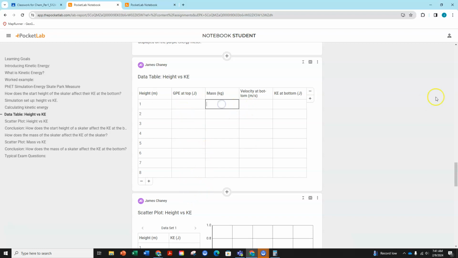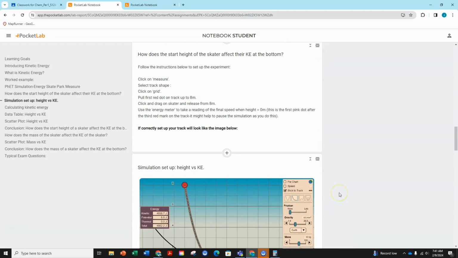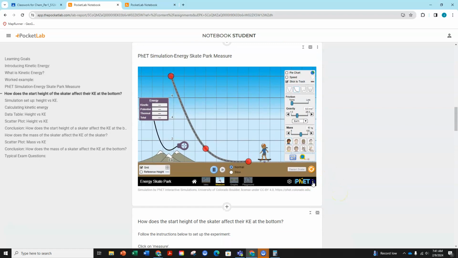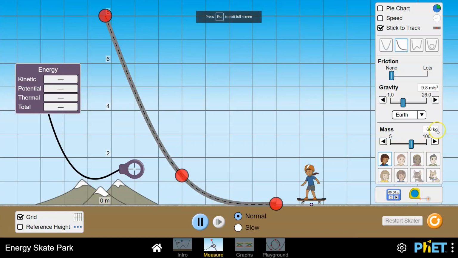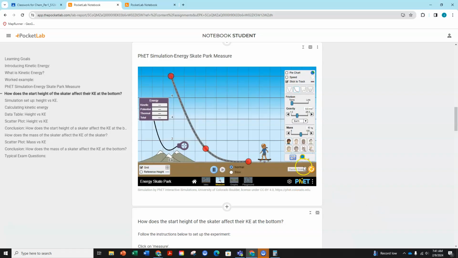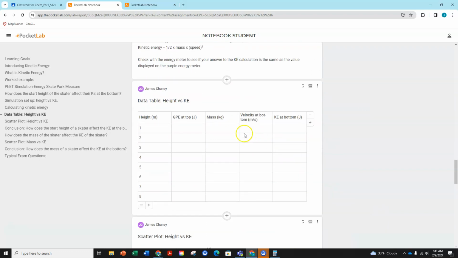And our mass. Our mass is going to be the same for all trials. We're going to keep it at 60 kilograms. So that's what it's at right now. And so we can fill in that part of the chart all the way down. So I'll do that. Mass is going to be 60 for each one of these.